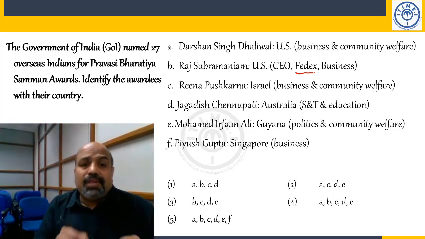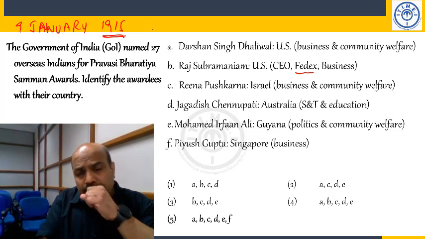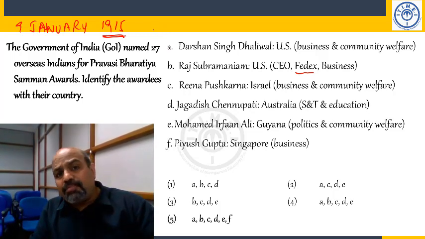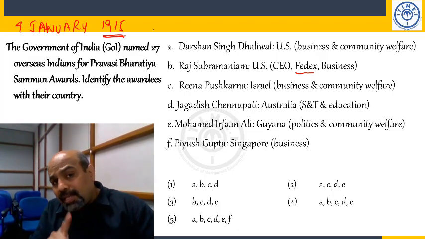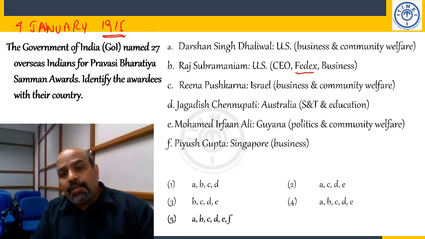Pravasi Bharati Divas is usually celebrated on 15th January. Sorry, it's celebrated on 9th January. Why 9th January? Because on this day in 1915, Mahatma Gandhi came back to India from South Africa. That is, he came back to India forever. 9th January 1915. Fair.